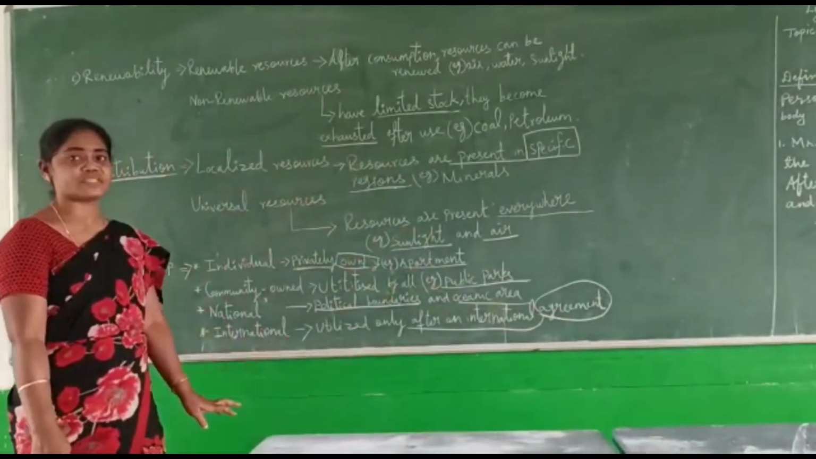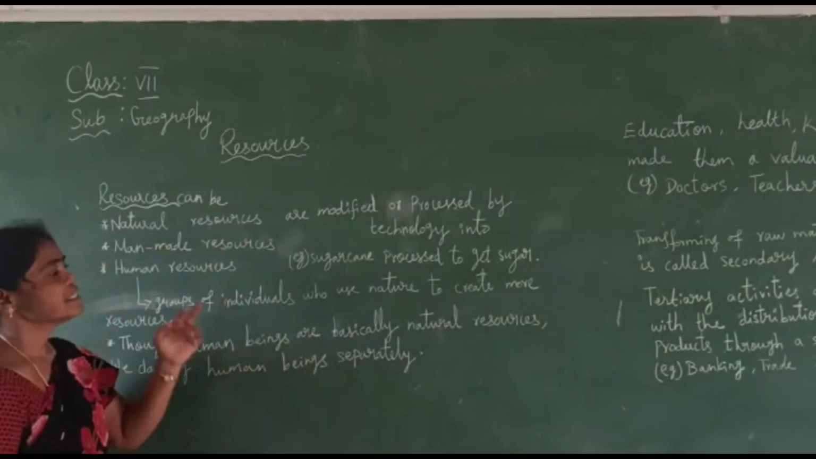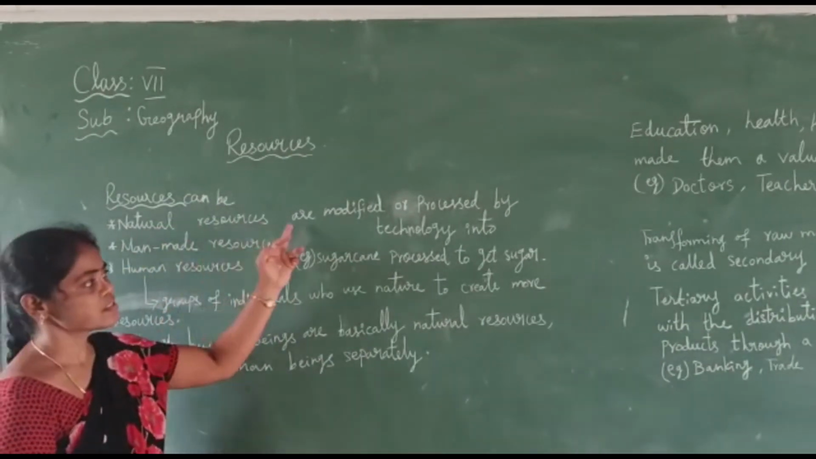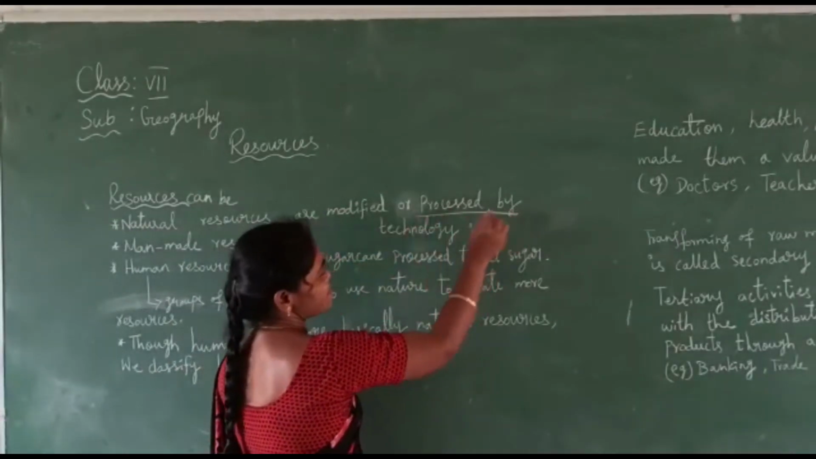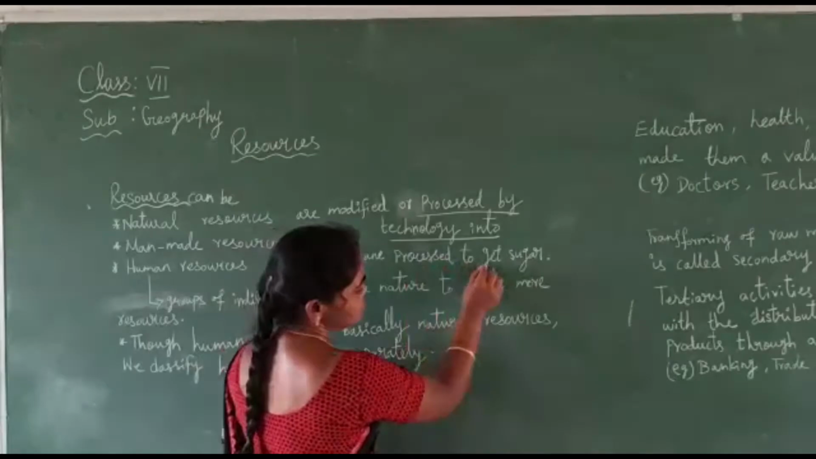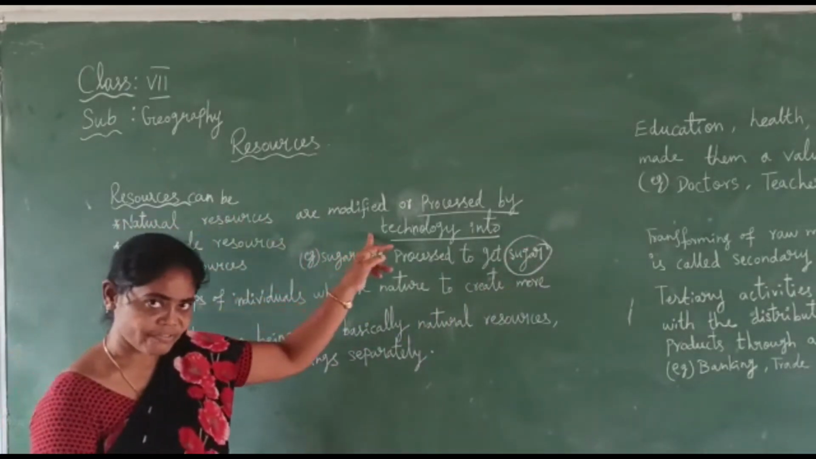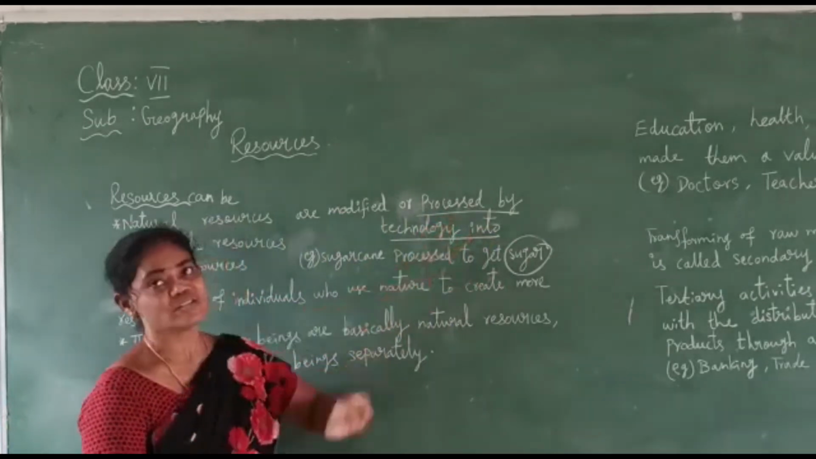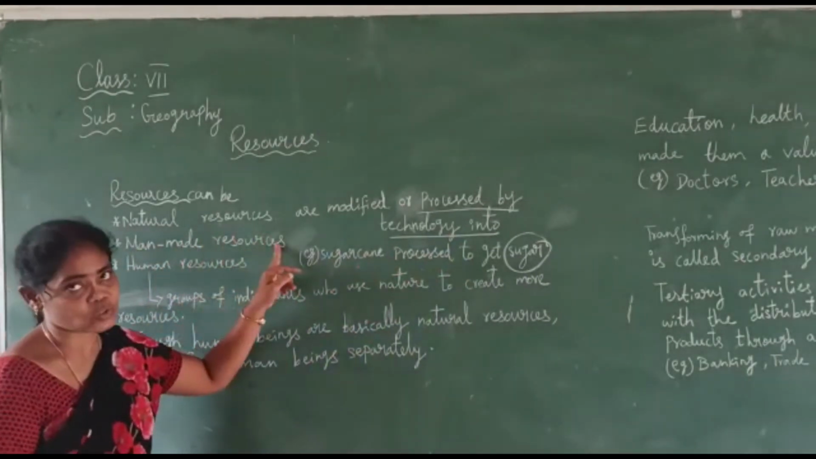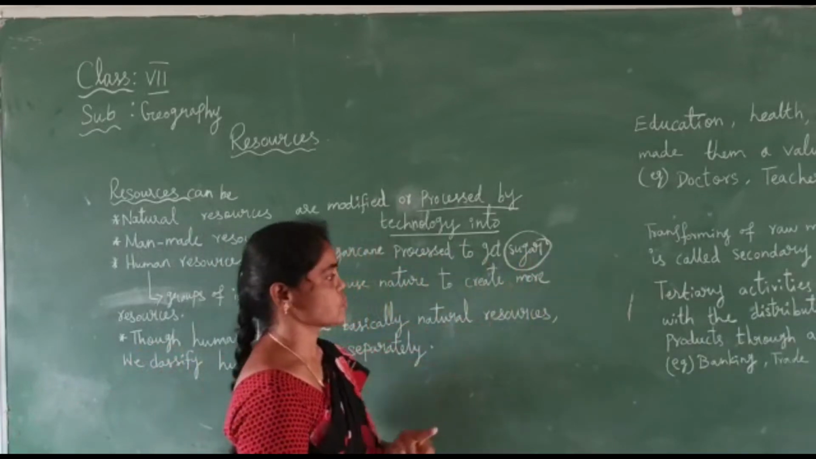Okay children, we will see that resources can be natural resources, man-made resources, human resources. These natural resources are modified or processed by technology into man-made resources. Example, sugarcane processed to get sugar.